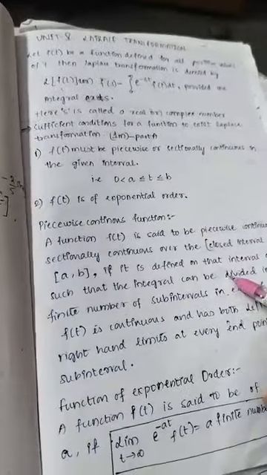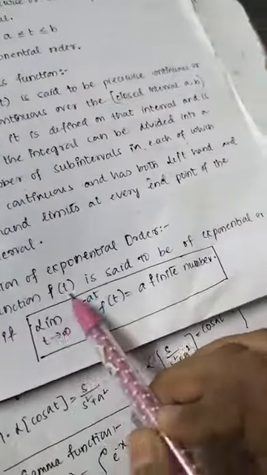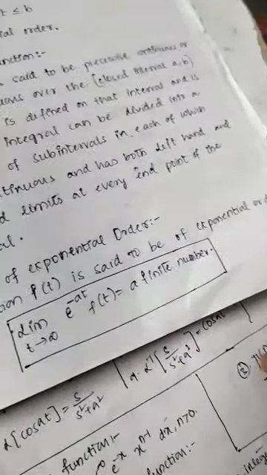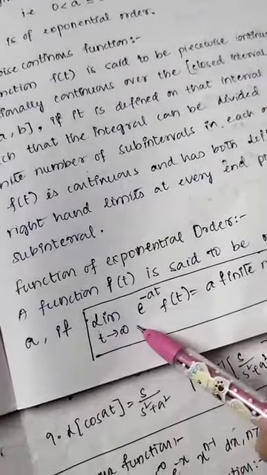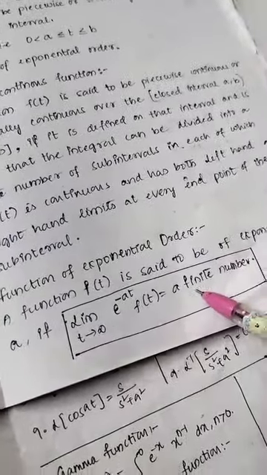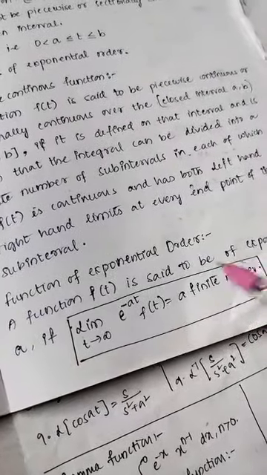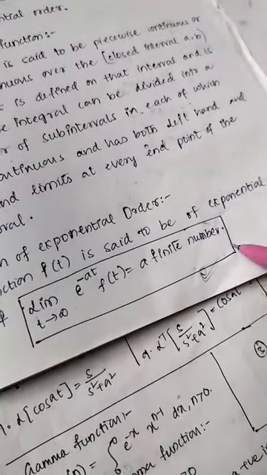Now, this is an important one. A function f of t is said to be of exponential order if the limit as t tends to infinity of e power minus s t times f of t is equal to a finite number. This is an important point, note it.